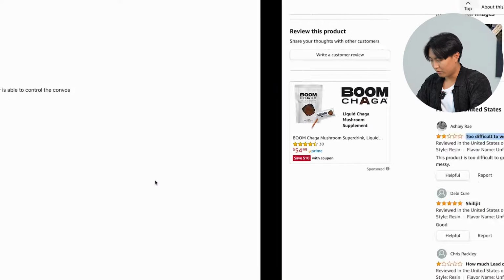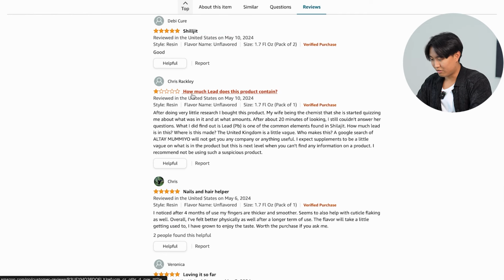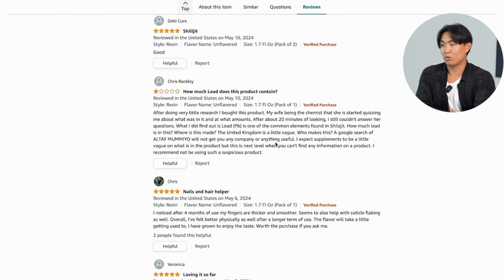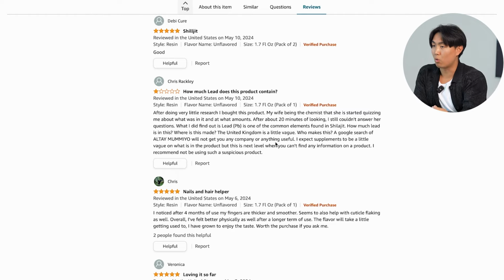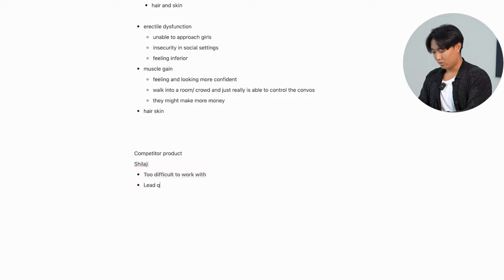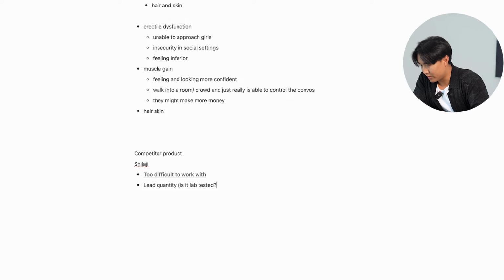And then we're looking for Shilajit, okay, so good. How much lead does this product contain? Okay, so interesting. Lead is one of those things where a lot of Shilajit products, because they're extracted from different regions of the world, people are not controlling for lead quantity within the product, and it's not really lab tested, right? So lead quantity, is it lab tested? That's something that I would definitely look into.